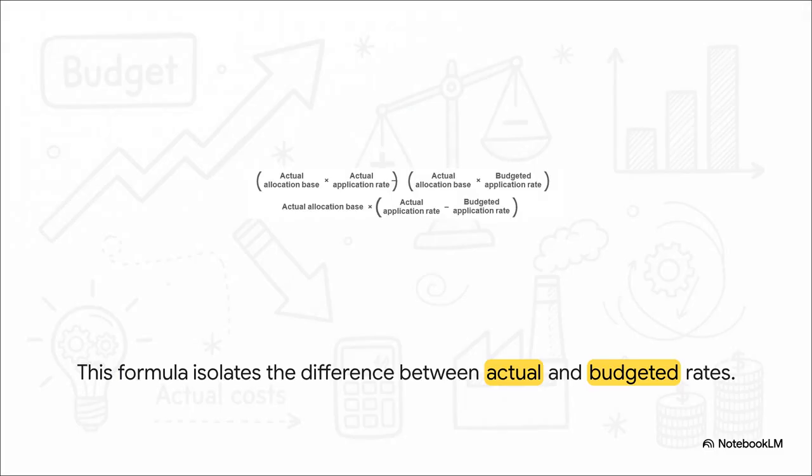And look at that. The formula pretty much confesses. It zeroes in on one thing and one thing only, the difference between the actual rate we paid per hour or per unit and the budgeted rate we were supposed to pay. It's a pure price investigation. It tells us if we overpaid or underpaid for the resources we used.